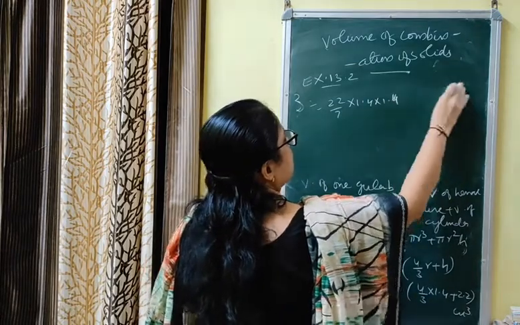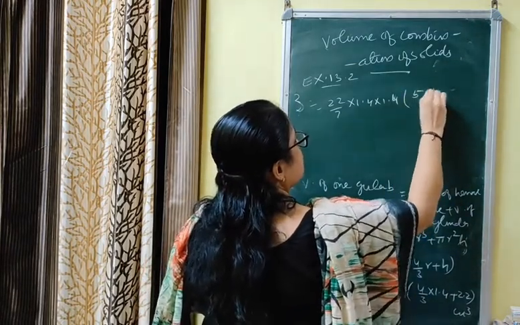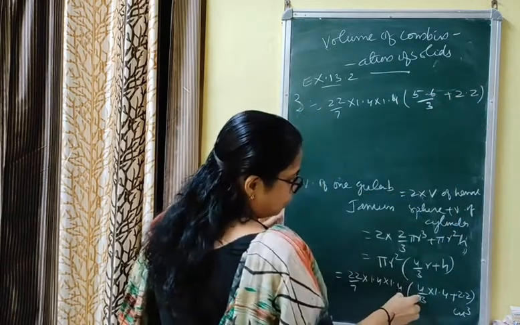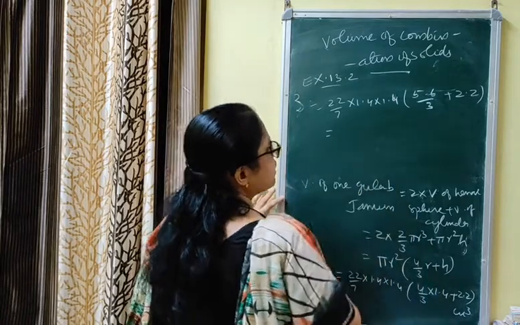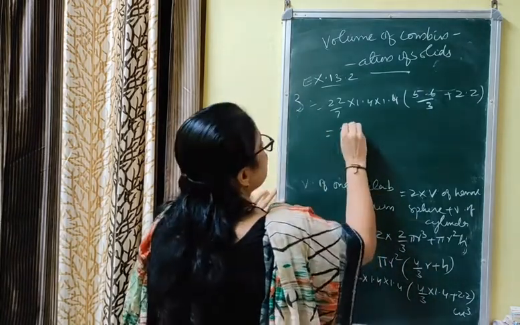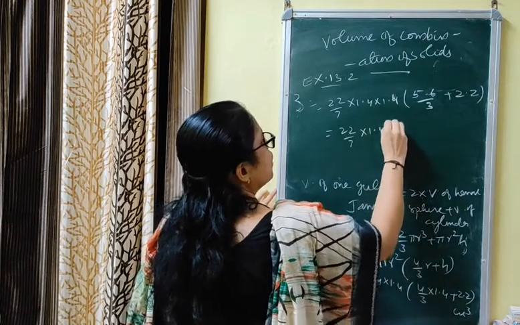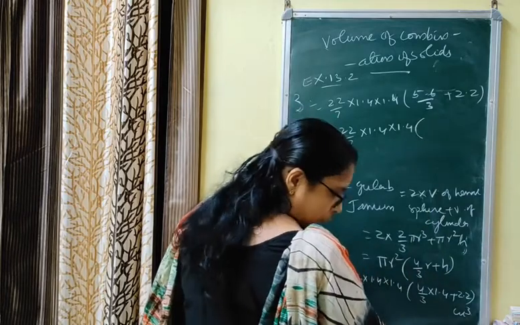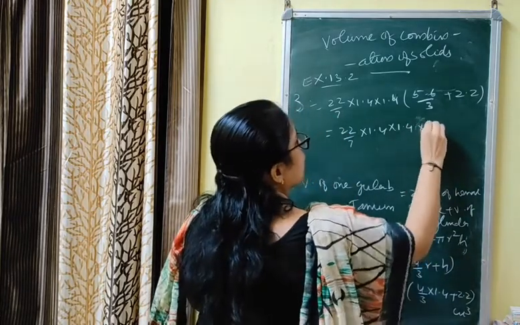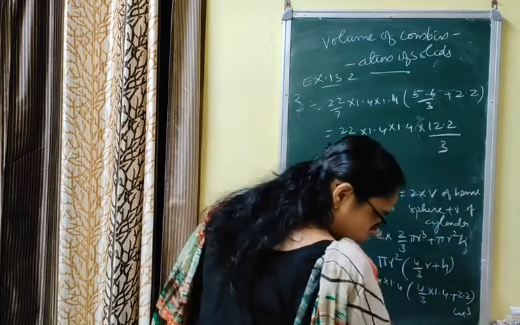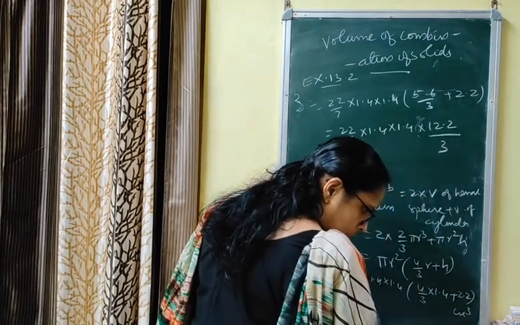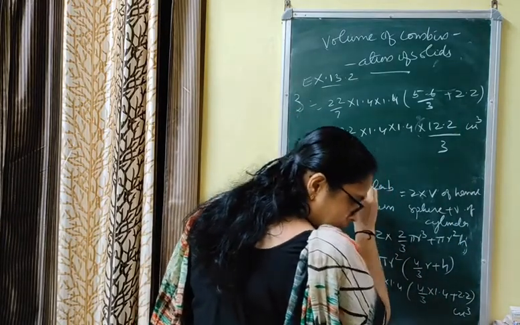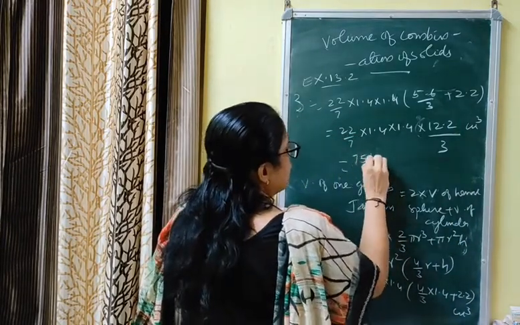Let me write all of it, otherwise you will get confused. 5.6 by 3 plus 2.2. Now if you solve this, you will get 22 by 7 into 1.4 into 1.4 into 6.6 into 5.6, that is 12.2 by 3. That is centimeter cube, since it is volume. If you solve this, I am writing it directly. The calculation is very critical.